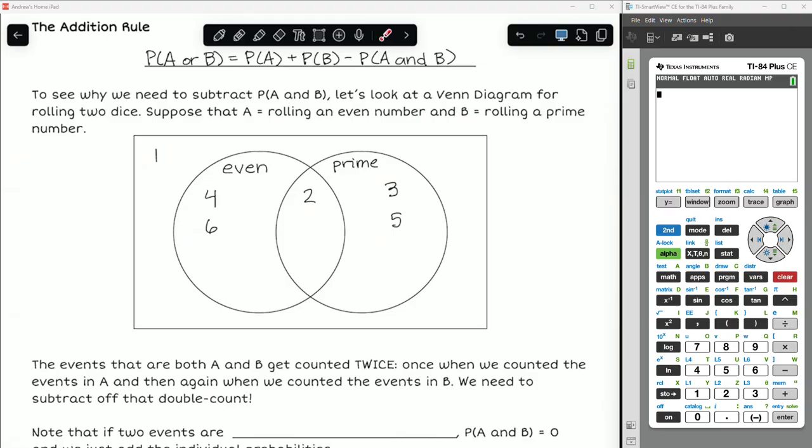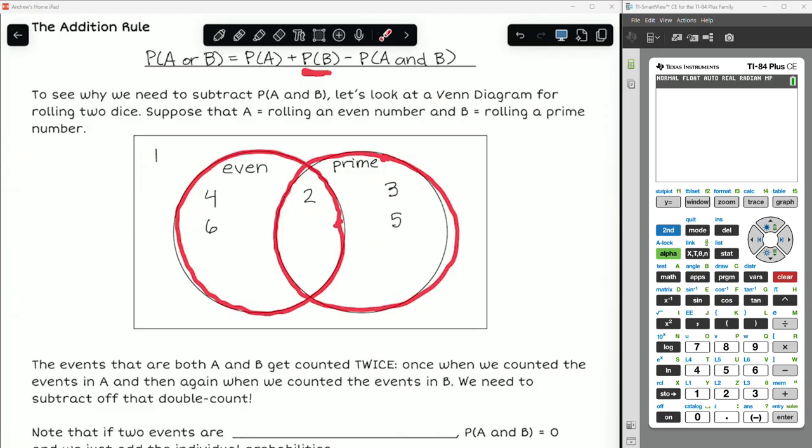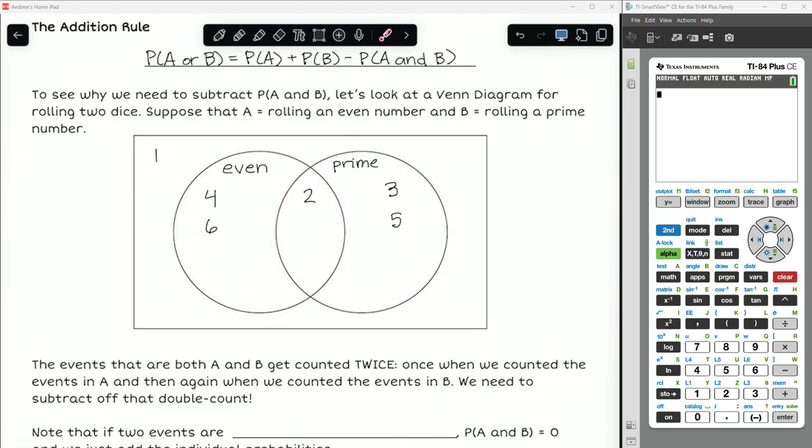There's something to notice about our formula. When I calculate P(A), in this case A is even, that's this whole circle. When I go to calculate P(B), which is prime numbers, that's this whole circle. Meaning 2 got counted twice. It got counted with the evens and then with the primes. I need to subtract off that double count, and that's what this term is doing. It's removing the fact that I counted the 2 twice.